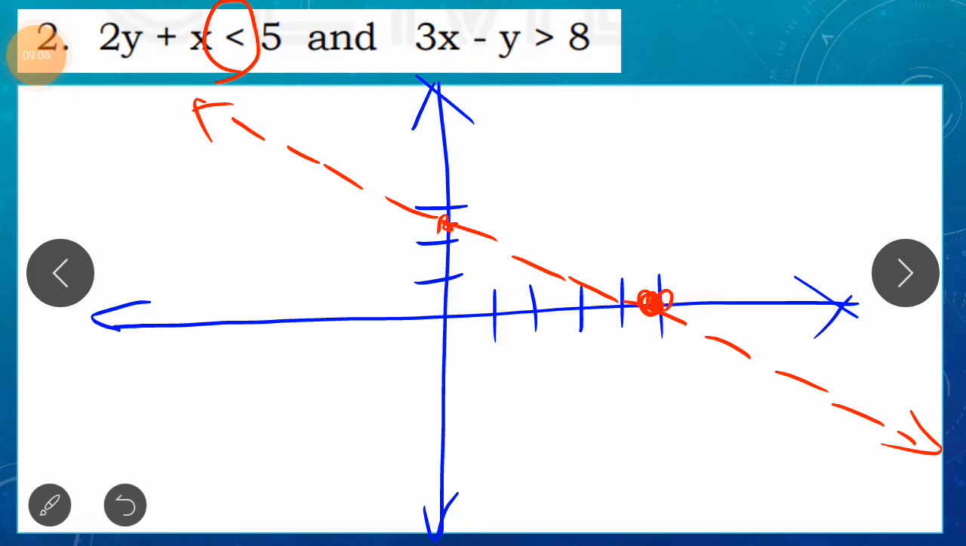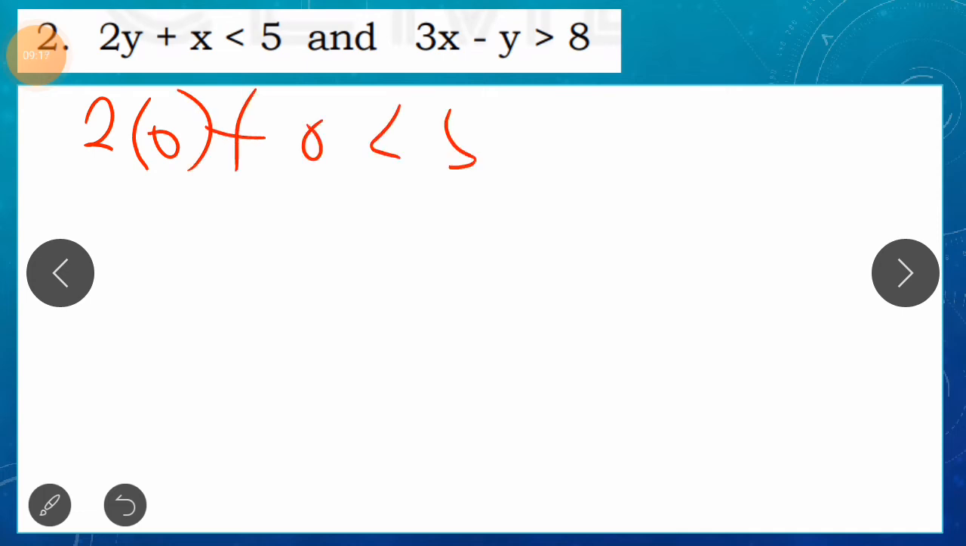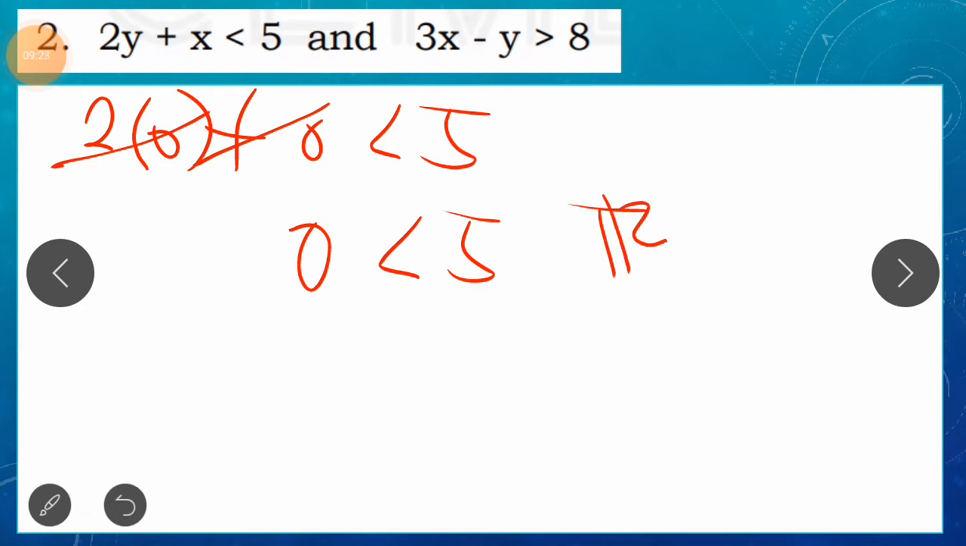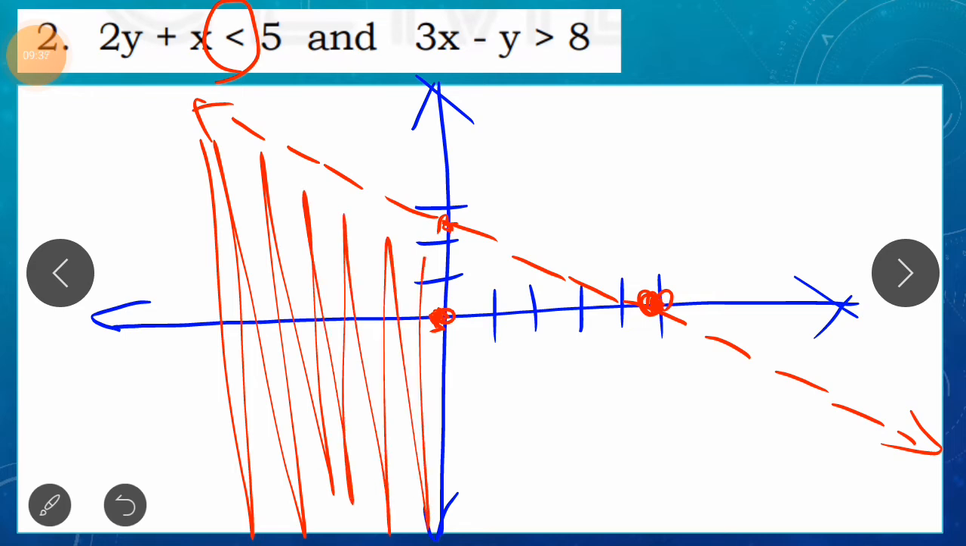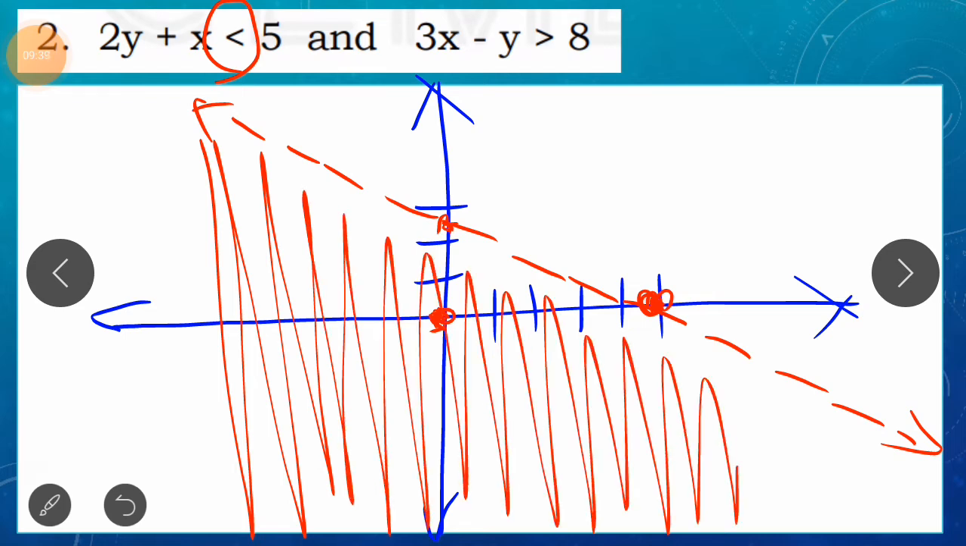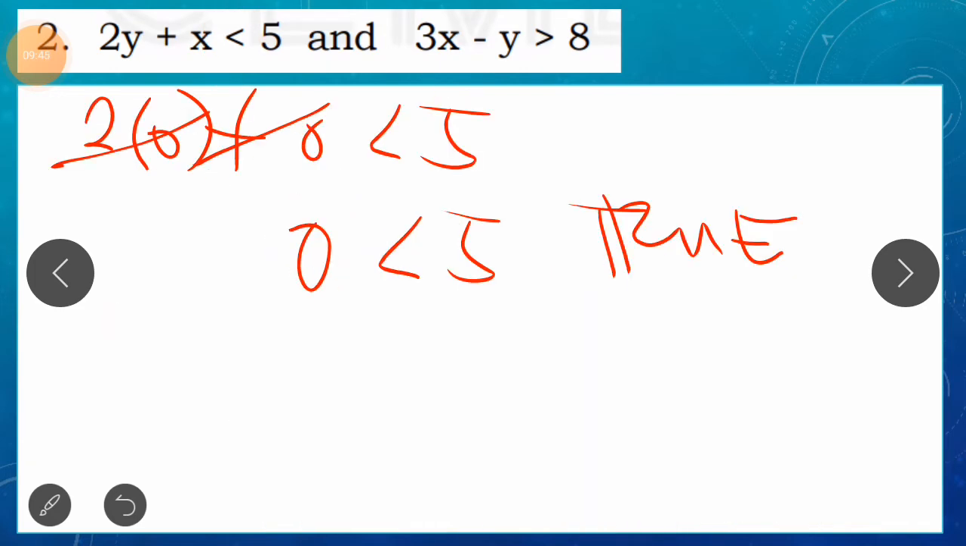So we're going to test a point. Let's have this be (0, 0) because it's a lot easier, right? So we just substitute 0 for x and y. So this will be 0 plus 0. So 0 is less than 5. This is true. So therefore, the part where the origin is, that is our solution. So we're going to shade this since we got true when we changed x to 0 and y to 0.